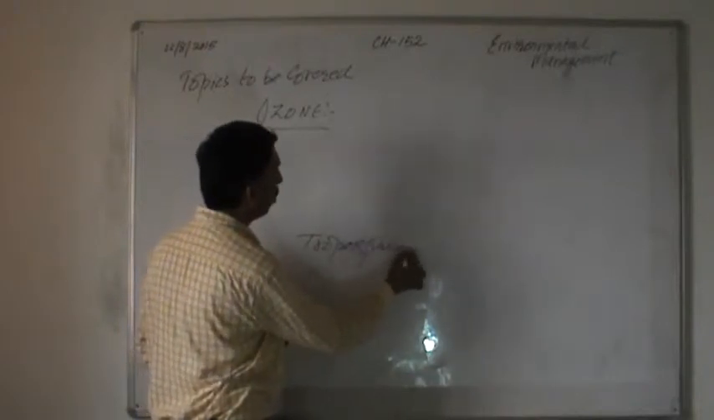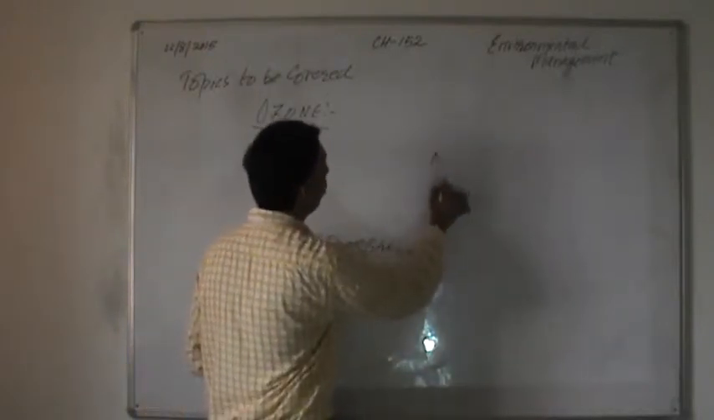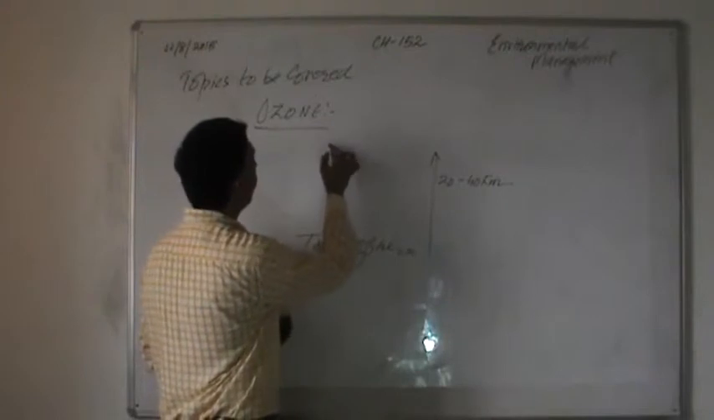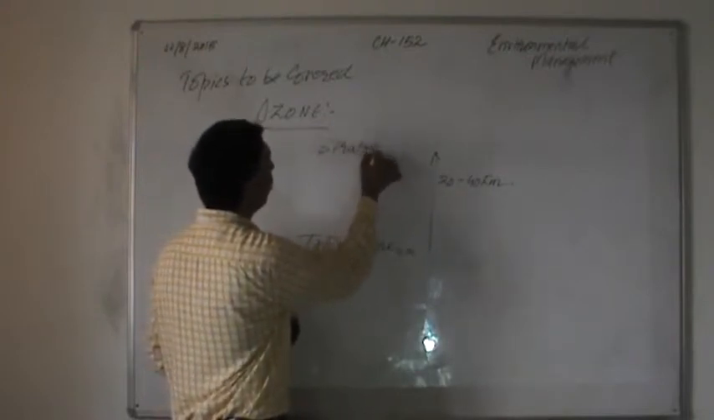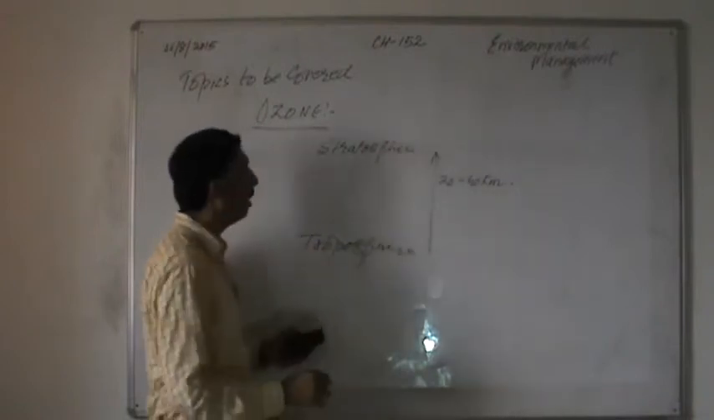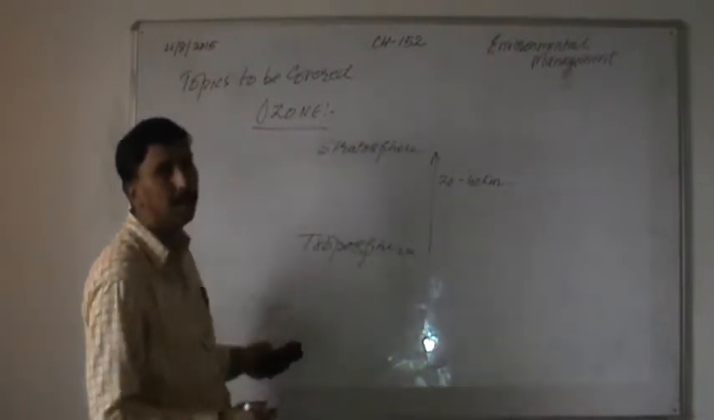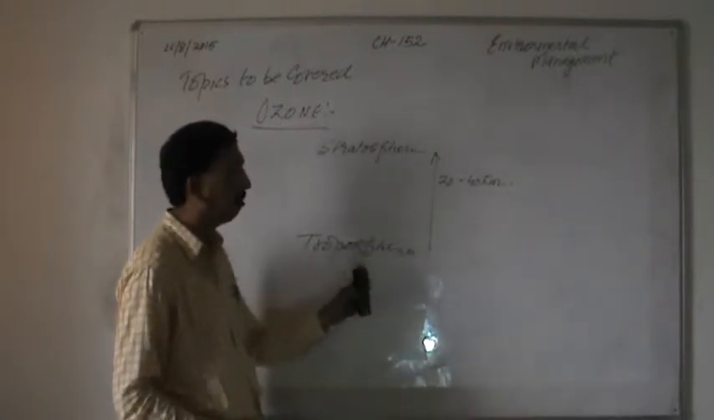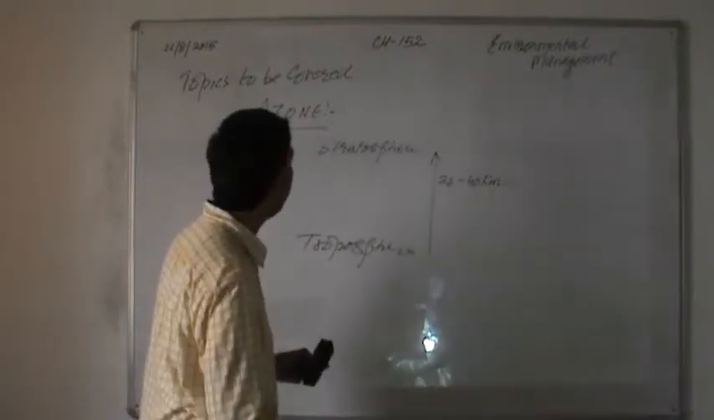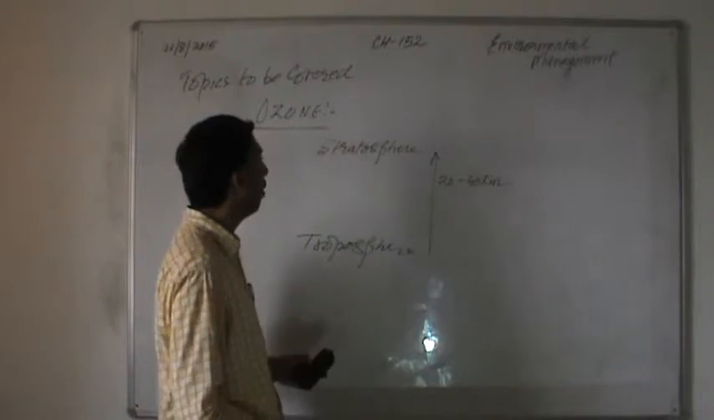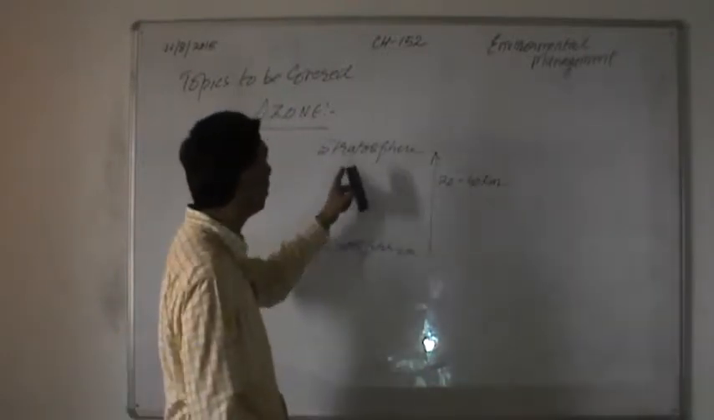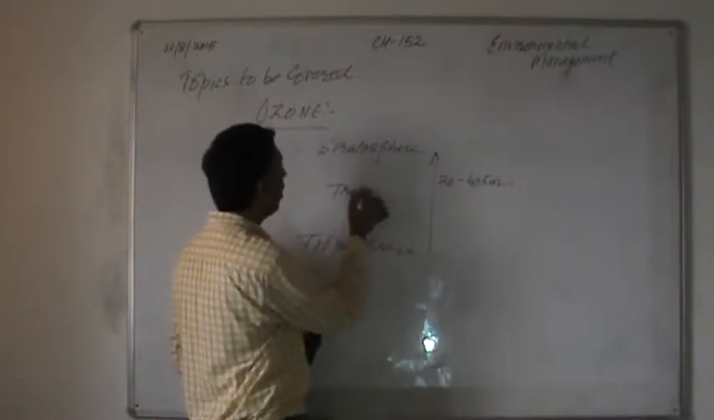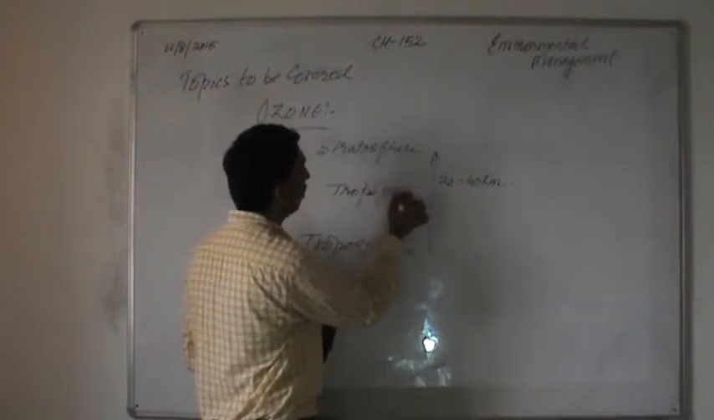Troposphere. Above the troposphere, about 20 to 40 kilometers above the earth's surface, there is another layer known as the stratosphere. Now you may think, why is sir talking about different layers of the atmosphere? The reason is that we human beings are living in the troposphere, and between the stratosphere and the troposphere there is a small thin layer known as the tropopause.